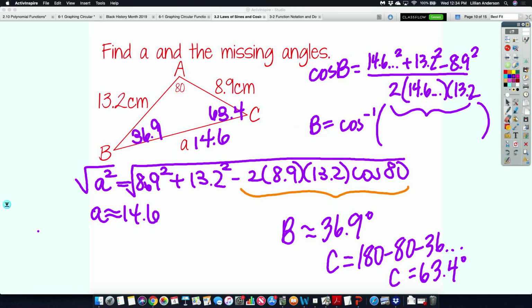So I miswrote. That should have been a 63.1. My mistake. Sorry, that should have been 63.1. Thank you for the correction. I'm good now? Yep. Wonderful.